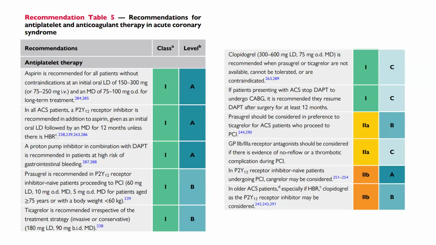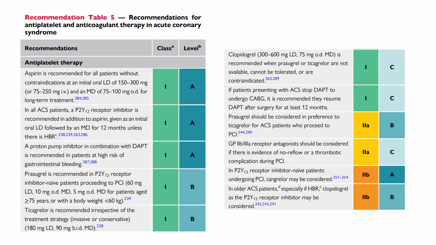With respect to antiplatelet and anticoagulation, aspirin is recommended for all patients without contraindications at an initial loading dose of 150 to 300 and maintenance dose of 75 to 100 for long term. In all ACS patients, P2Y12 inhibitor is recommended in addition to aspirin, given as an initial oral loading dose, followed by maintenance dose for 12 months unless there's high bleeding risk.